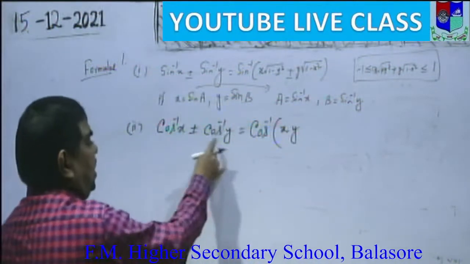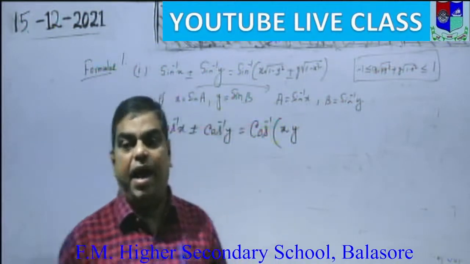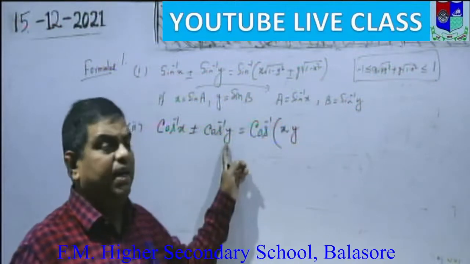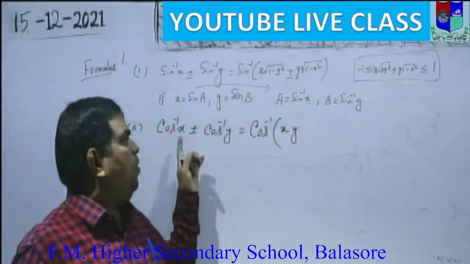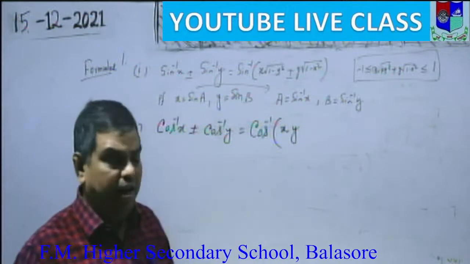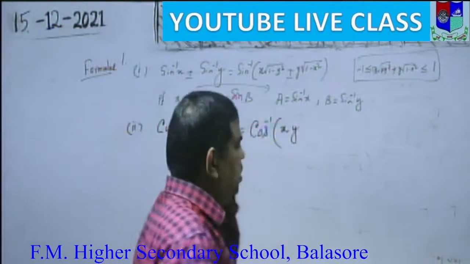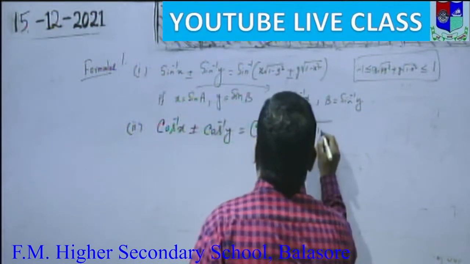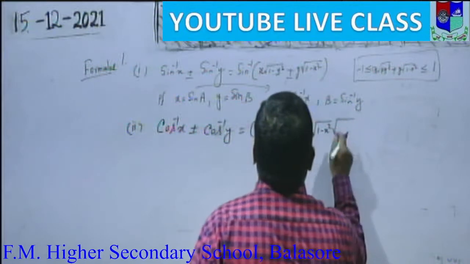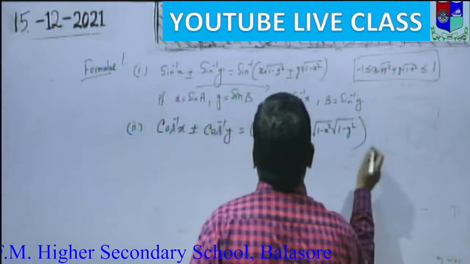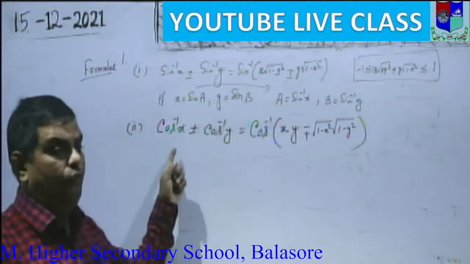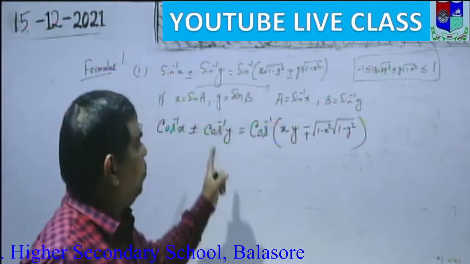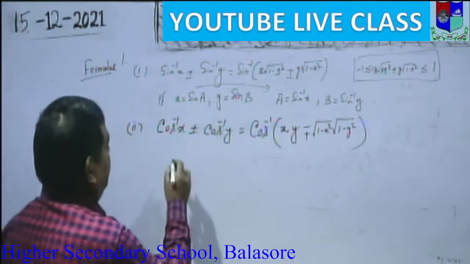Cos x is cos A, y is cos B. I have taken x is cos A and y is cos B. Cos inverse x plus minus cos inverse y is cos inverse of x into y, minus or plus the square root of 1 minus x square into 1 minus y square. This is the theory of cos inverse x plus minus cos inverse y, with plus, minus, minus, plus.